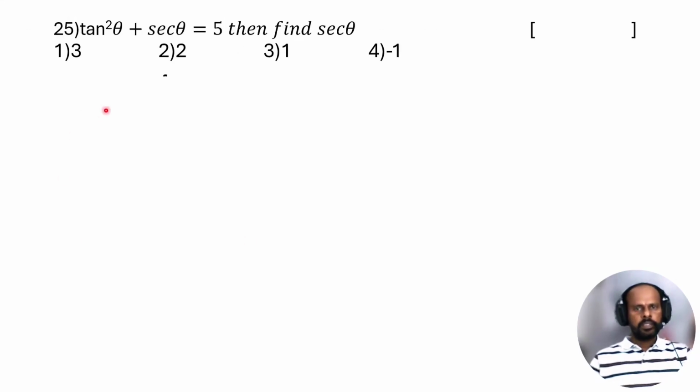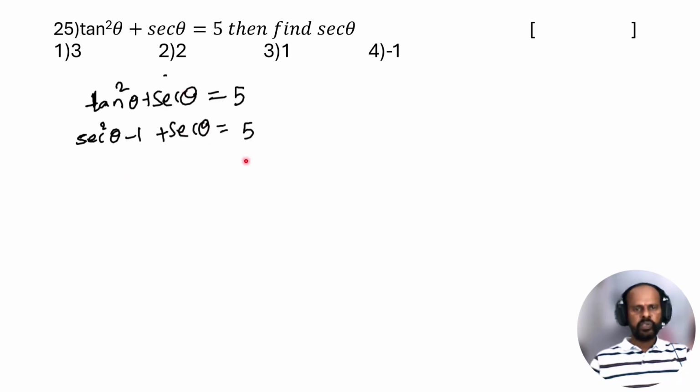See this, what is given? Tan square theta plus sec theta equal to 5 is given. This is in the form of a quadratic equation. So by using the quadratic equation rules, we have to find the value of sec theta. So tan square theta writing as it is, plus sec theta equal to 5. You know one identity, that is tan square theta equal to sec square theta minus 1, so plus sec theta equal to 5.